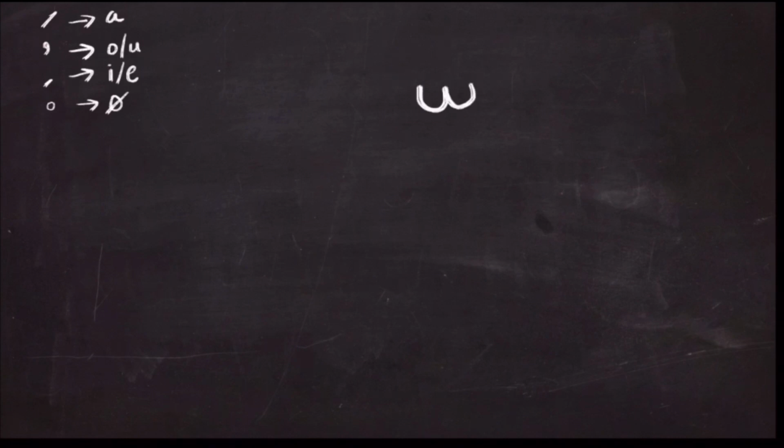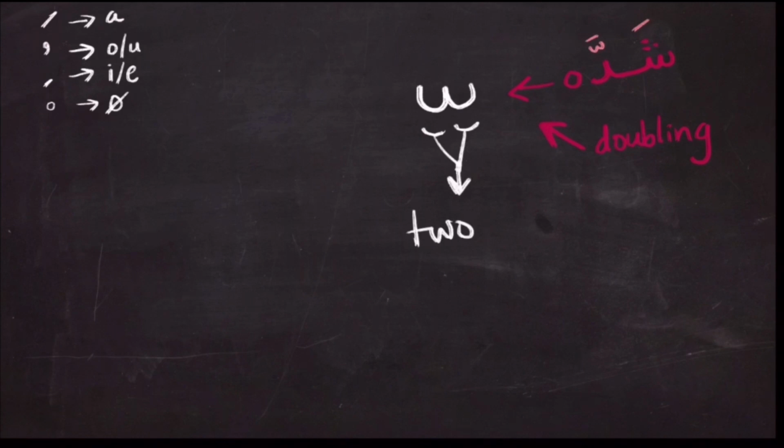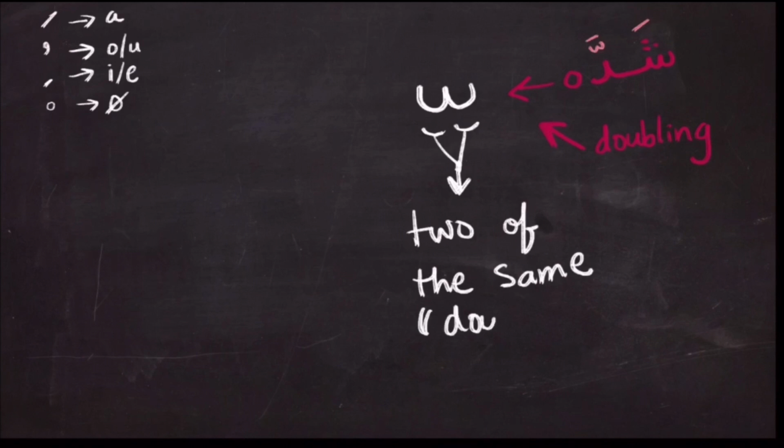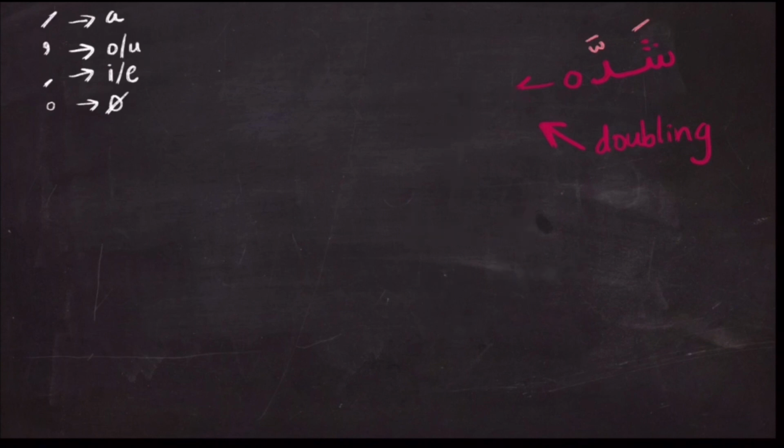Today we're going to learn a new symbol that is so important. This symbol is shadda, and it looks like that. Shadda means doubling, so doubling of a letter. From the way this symbol looks, it looks so much like the W, and it has two folds that are exactly the same, which indicates that it is two of the same. Two of the same sound, two of the same letter. That's why it's called doubling.